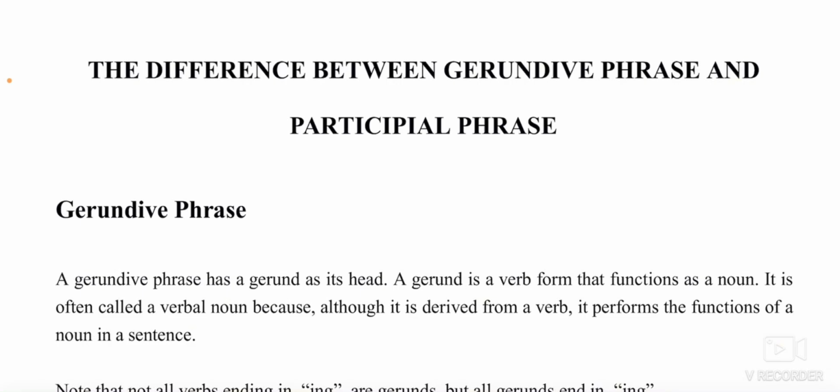And I'll talk about gerundive phrase also, the function and the usage. Then we'll talk about the clear differences between both. So, for exam purposes, if you are asked, you'll be able to know the difference between them and answer the question correctly.